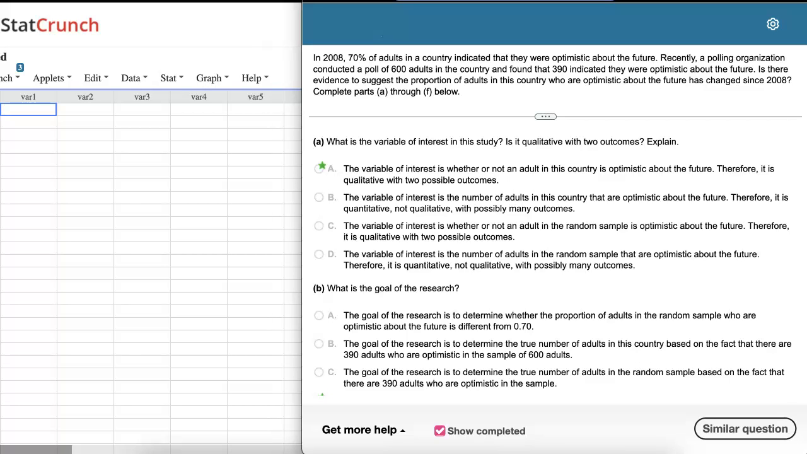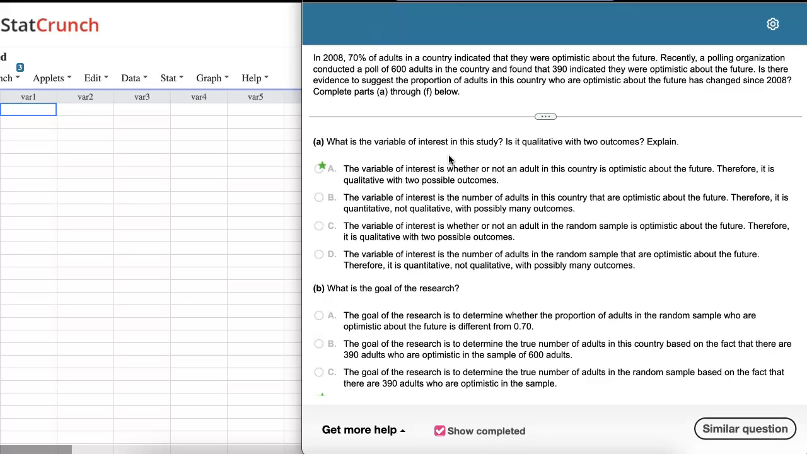In this problem, we are going to use simulation to test hypotheses about a population proportion. So take a moment to pause and read this problem statement. The first thing that we're asked to do here is identify the variable of interest in the study, whether it's qualitative with 2 outcomes, and explain.